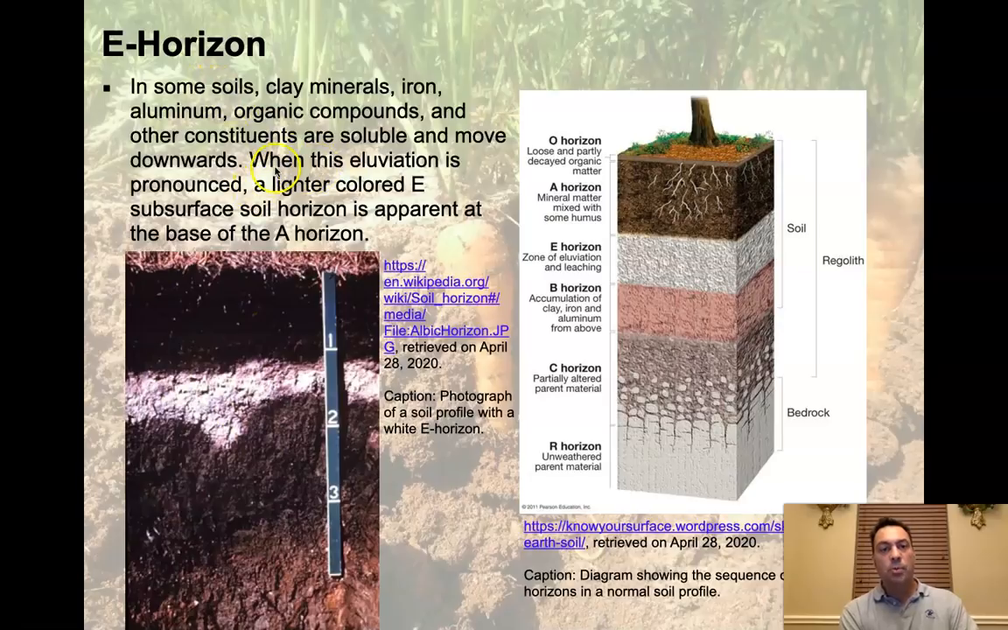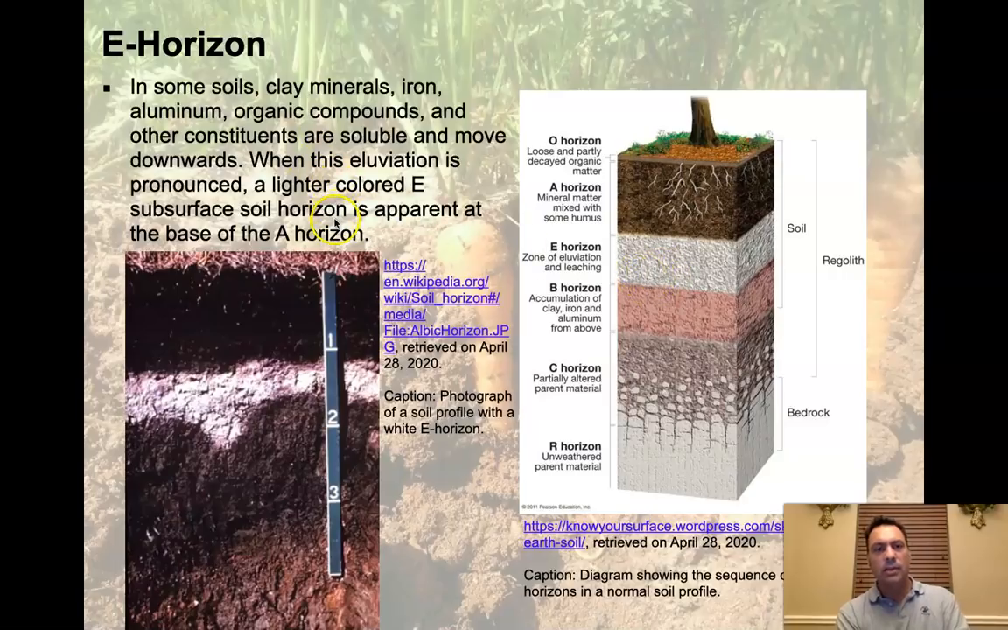When this eluviation happens, this is that leaching and transport is what that means. Okay, when that happens, a lighter colored E subsurface soil horizon is apparent at the base of the A horizon. So here we see it, right? It's highly leached. It's a nice, beautiful white band right here in the middle between these two black sections. So what we see here is a nice E horizon, and it exists as part of the A. It's the base of the A horizon, or near the base of the A. And so here we have the A horizon, and here we have the E horizon.